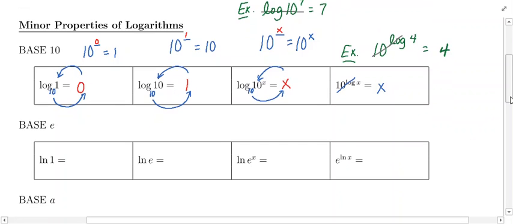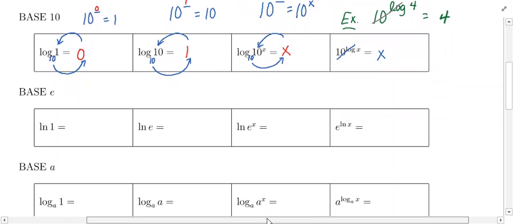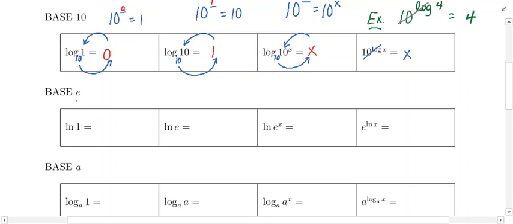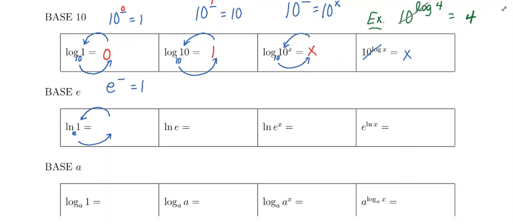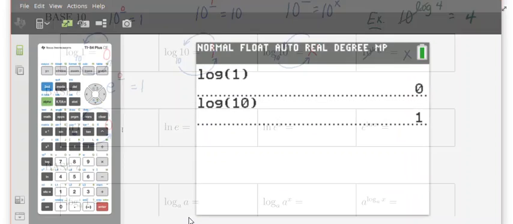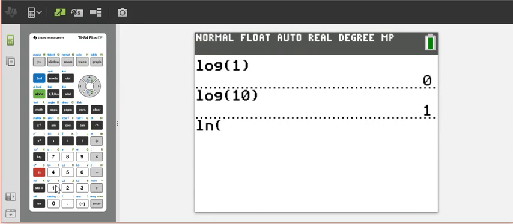All right, we're going to repeat these properties. They're basically the same thing, but now we're going to use a natural log instead of a common logarithm. So base e, we know that means ln, or natural log. Here it would work the same way. If I see the natural log of 1, that means base e. What power do I need to raise e to get 1? We know that anything to the 0 power will give you 1. So e to the 0 power is 1. So the answer to the logarithm is 0. Again, natural log of 1 gives you 0.